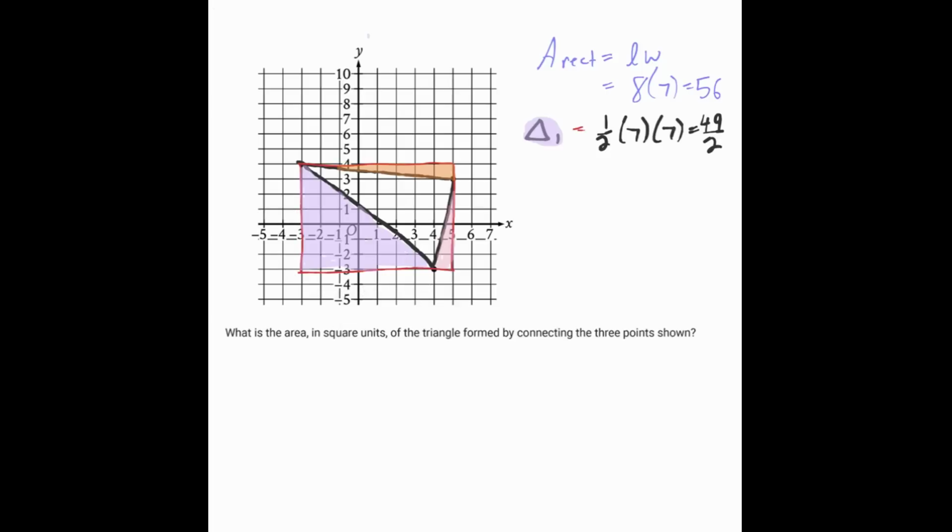So now let's get the area of the pink triangle, triangle 2. And that's 1/2 times base times height. The base is 1, and the height goes from -3 to 3, so a height of 6. So 1/2 times 1 times 6, which is going to be 6 over 2, and that's going to be 3.